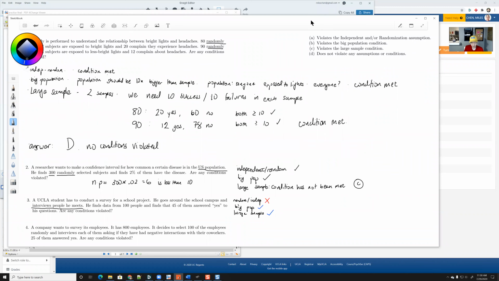Okay. So we'll say big population. This is not met. The population is equal to 800, and our sample is 100. And then 100 times 10 is 1,000. And so we have sampled too many people.